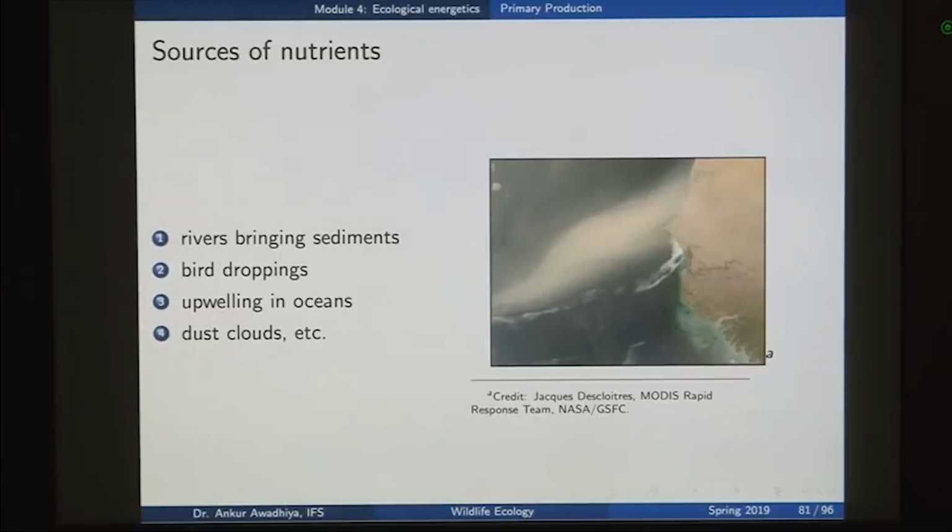At the same time, when we look at bird droppings, they also have a heavy amount of uric acid. Now, uric acid is also nitrogen rich, so that also becomes a source of nutrients. Upwelling in oceans. Now, what is upwelling?